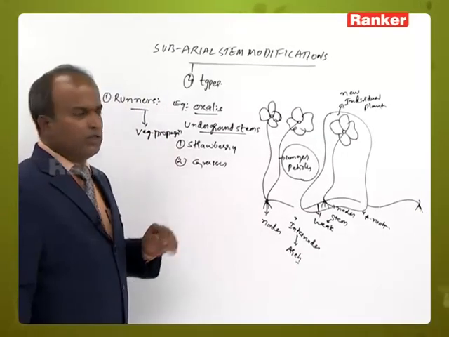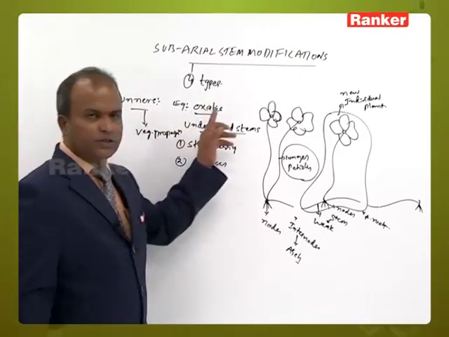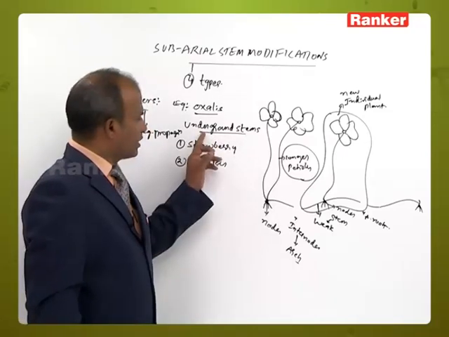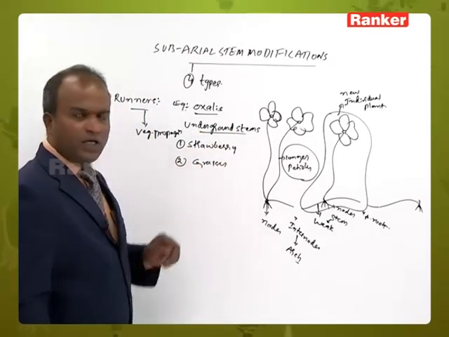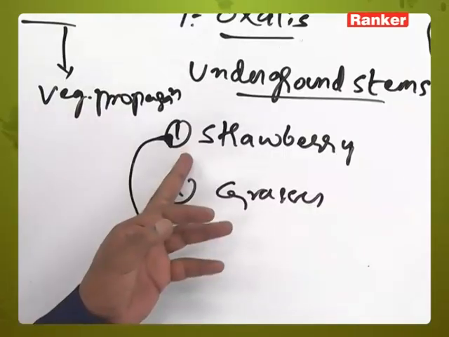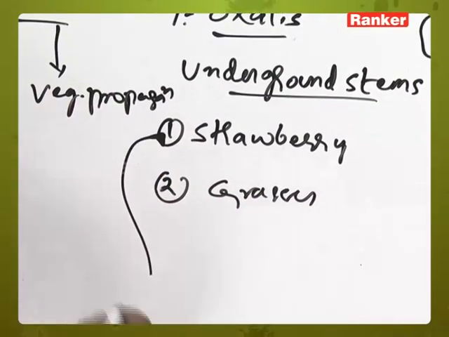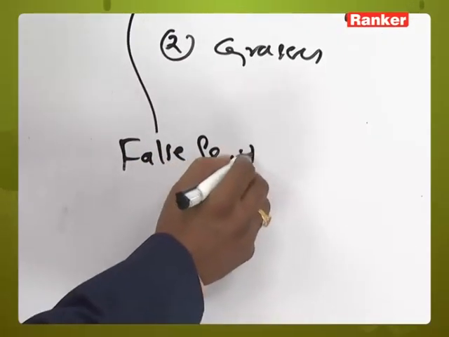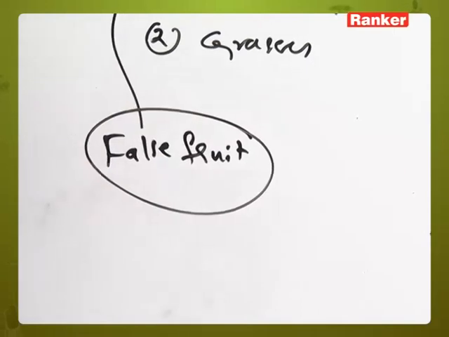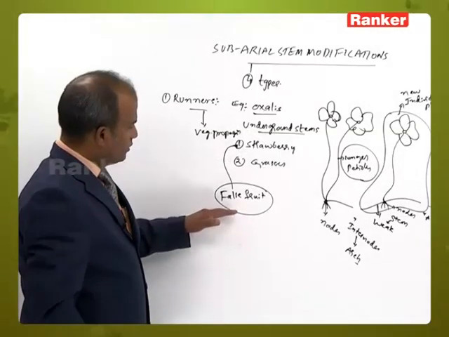Runners, what are the examples? One is oxalis. The second one, which shows underground stems, is strawberry and grasses. Here strawberry shows a fruit known as a false fruit.